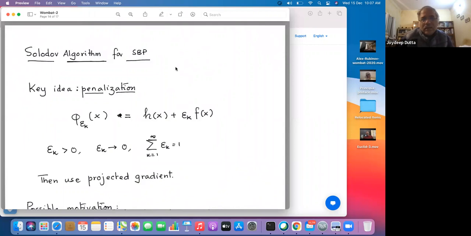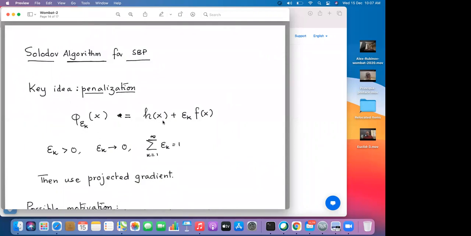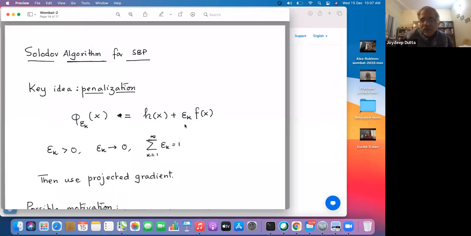He constructs functions like this, where this is the lower level function and this is the upper level function. And he does a very strange thing. He is essentially saying that, okay, as epsilon k goes down to 0, I am gradually putting weight on the lower level, not on the upper level.